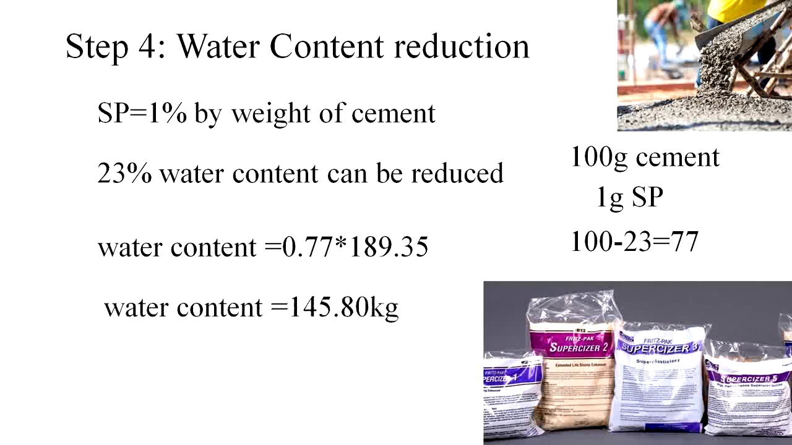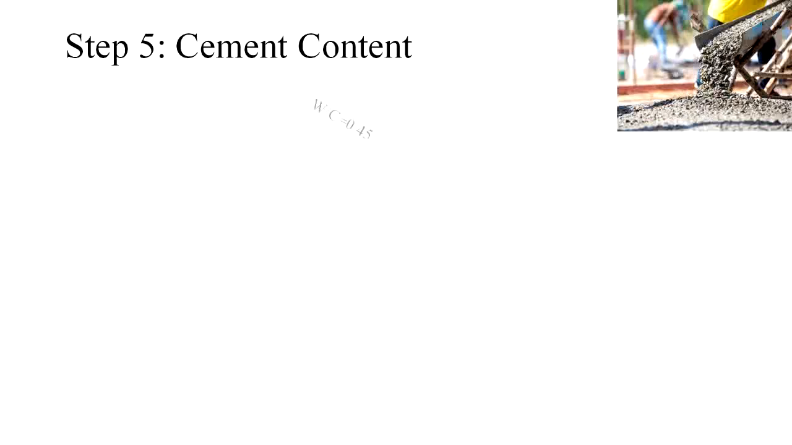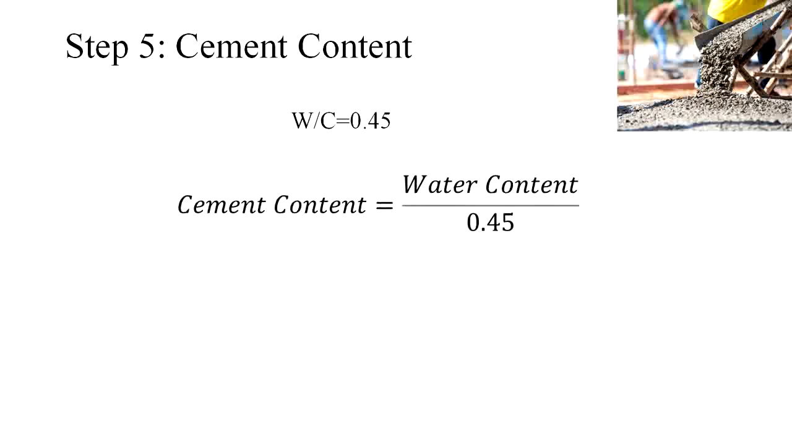Next, we will move on with the cement content. We know the water cement ratio is 0.45. The cement content is nothing but the water content divided by the water cement ratio, which is 0.45. Therefore, by substituting the values, we calculate the cement content as 324 kg per meter cube.